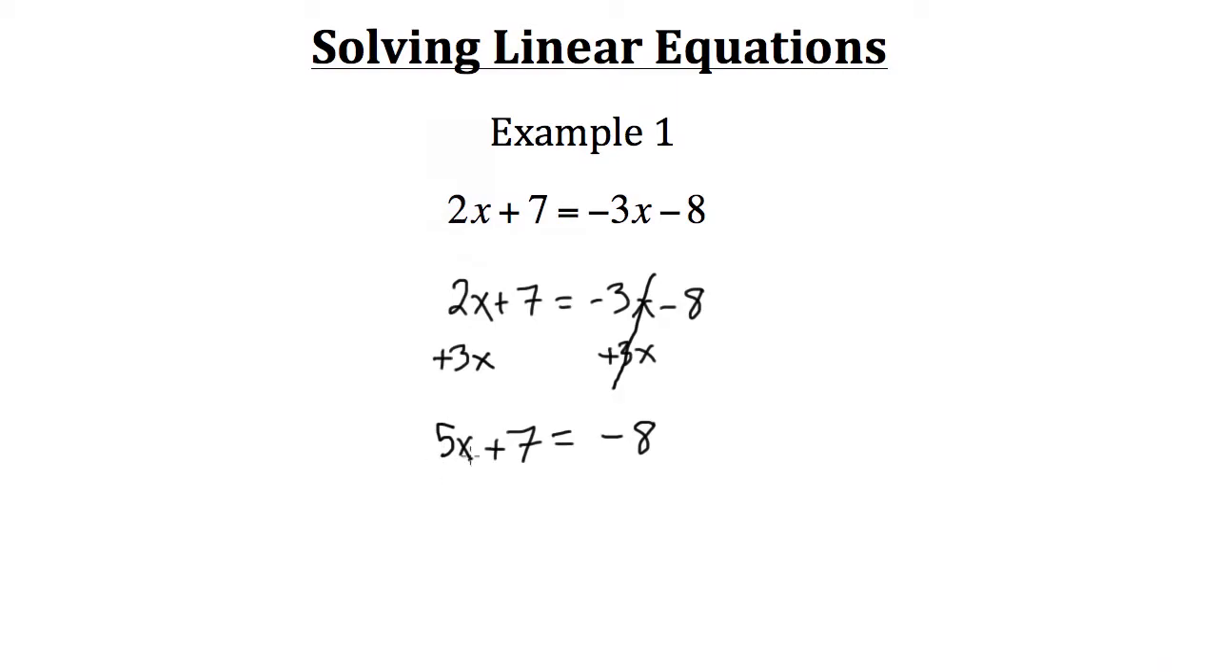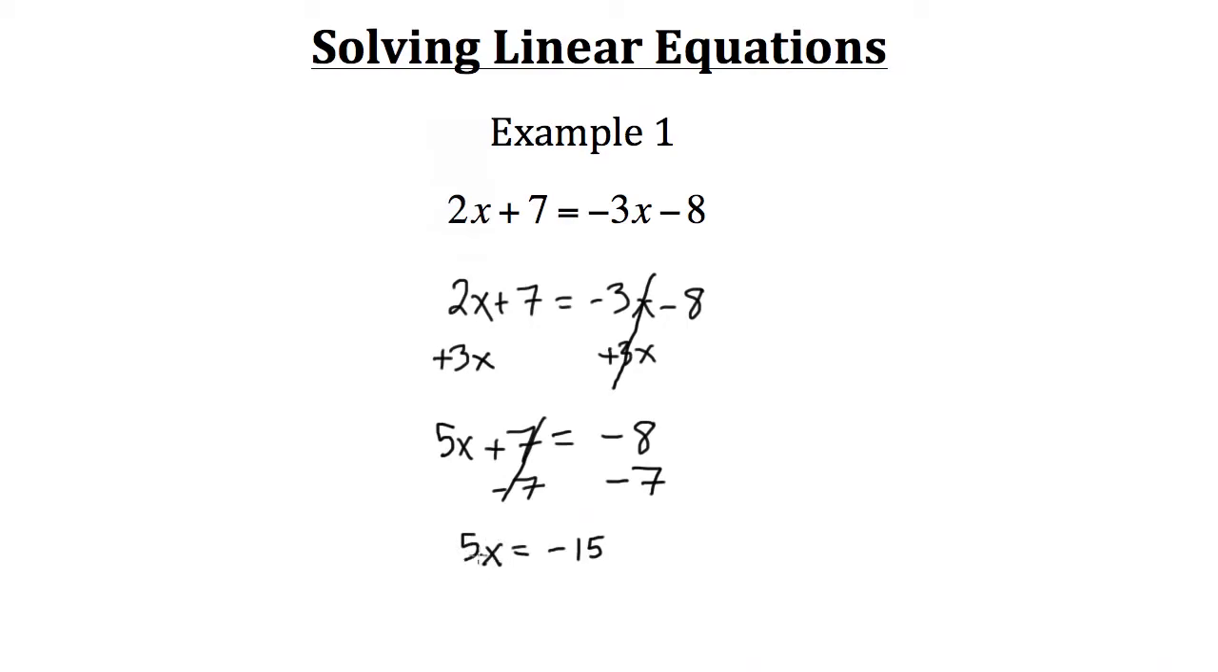So now from here to isolate the variable, the next step would be to get rid of this positive 7 here. So to do that, we'll subtract it from this side. So now it's gone, and we need to subtract it from the other side as well. So we're just left with the 5x over here on the left side, and then a negative 8 minus 7 will give us a negative 15. So now we have 5x equals negative 15.